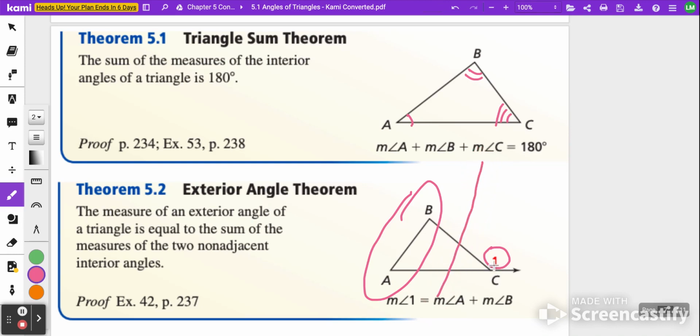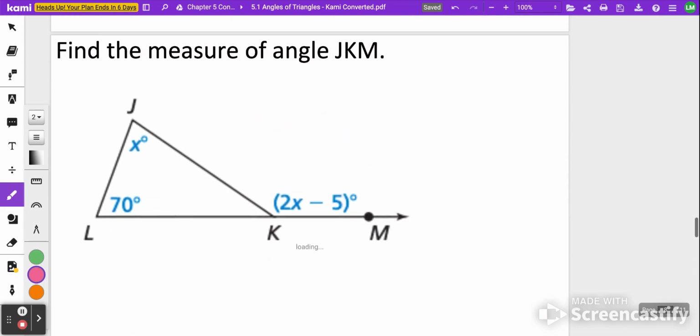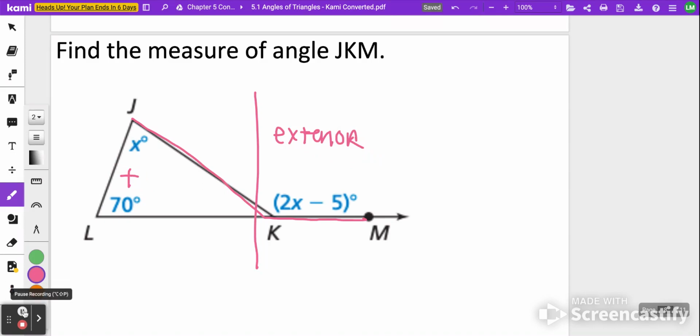A lot of the times I'll have you find the exterior angle and then draw a line to separate it from the two opposite angles. That way we're setting this side of the equation equal to this side of the equation. All right, so we're going to find the measure of JKM. JKM is this exterior angle. So I label this as exterior, which means the two non-adjacent angles are equal to it when you add them. Think of this as one side of the equation and this as the other, and they're going to be equal to one another.